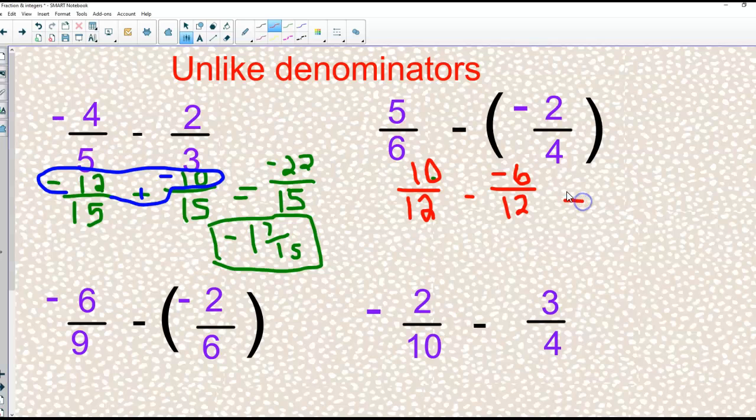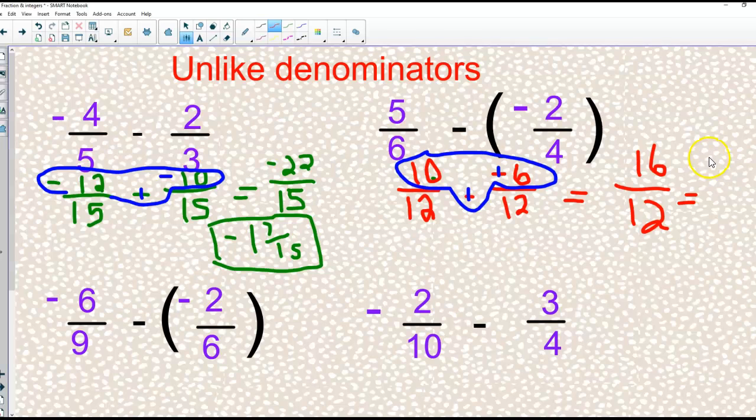Okay, so now when we subtract, the denominator stays. So it stays as 12. When I go to my numerators, the problem is 10 minus a negative 6. So leave, change, opposite. So this just becomes 10 plus positive 6, which would be 16. So this one is 16 over 12.